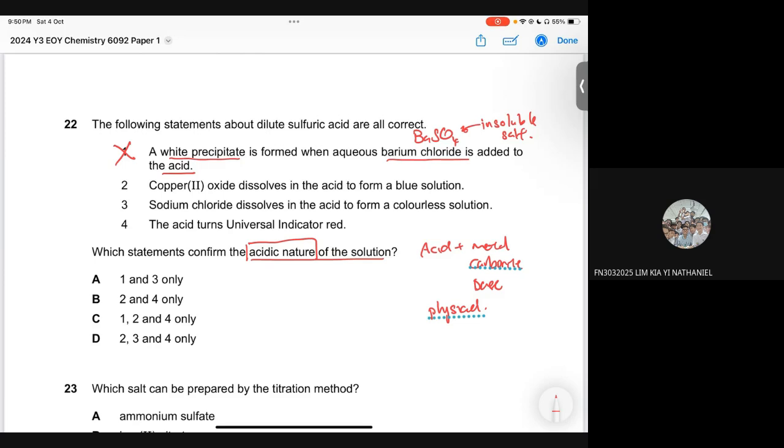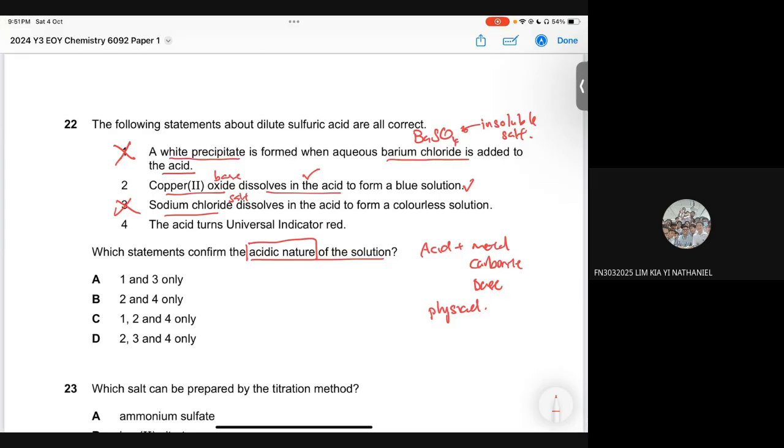Next one, copper 2 oxide dissolves in acid to form a blue solution. This is a base. Dissolving in the acid means it reacts with the acid. So this seems like a possible answer, let's put a tick here. Sodium chloride dissolves in acid to form a colorless solution. Sodium chloride is a salt. This is not an acid reaction, it is just because sodium chloride is soluble in water, and acid contains water. So 3 cannot be the answer.